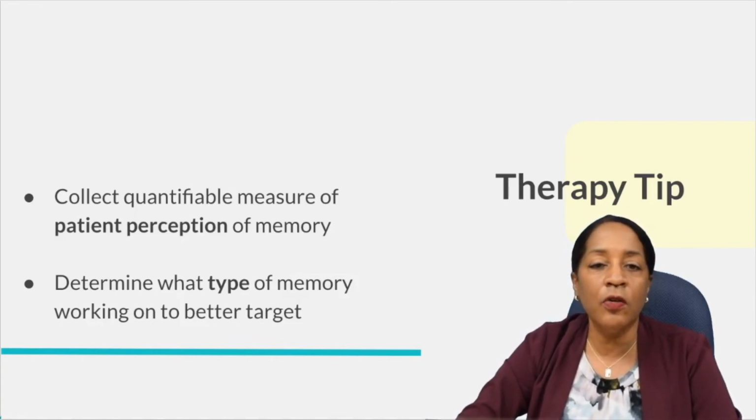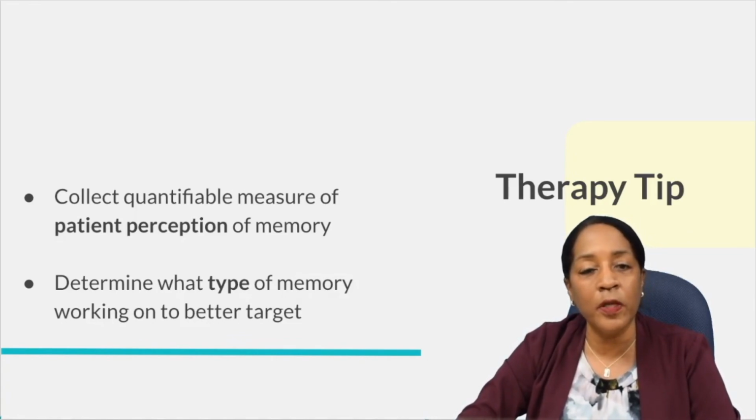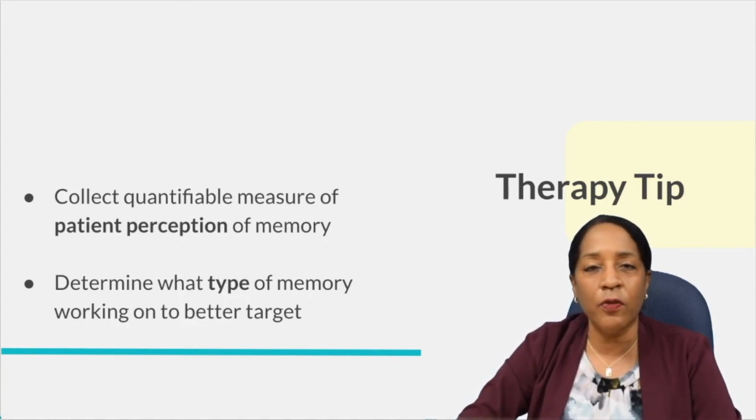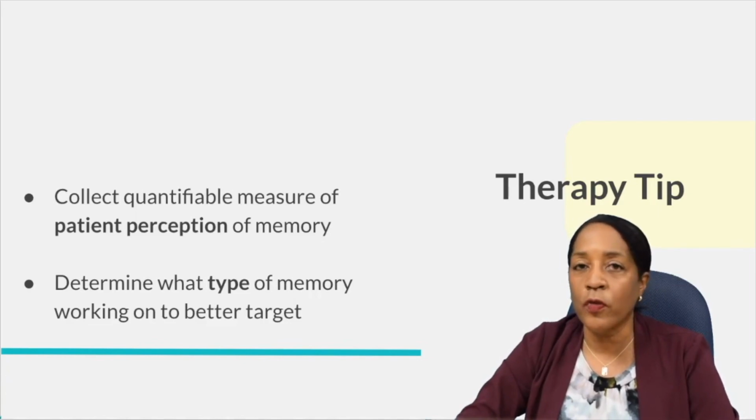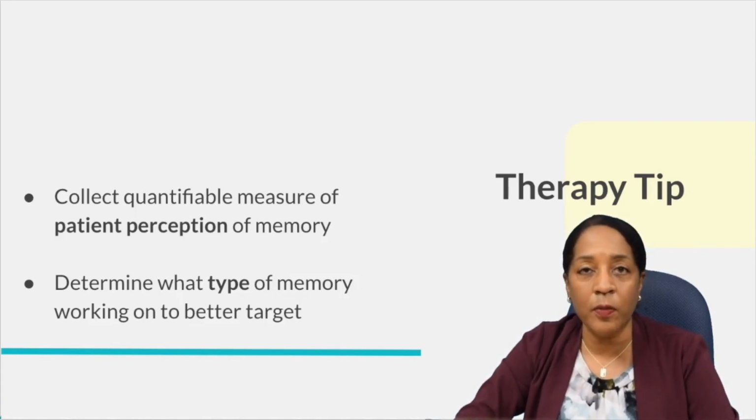I also recommend determining what type of memory you're working on to better target memory. So decide if you're working on working memory, short-term memory, or long-term memory, so that you can specifically put that into your goals. So that's something that you're going to be able to go back to at the end of your therapy interval to determine if that specific memory has improved. It also helps you when explaining to the patient exactly what you're working on.